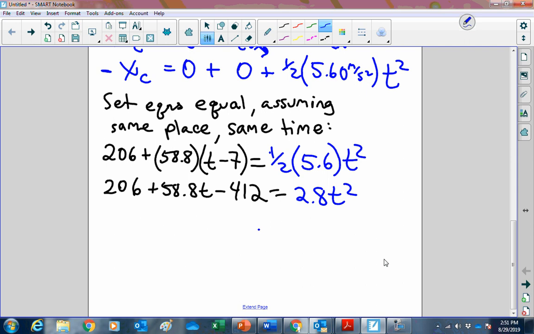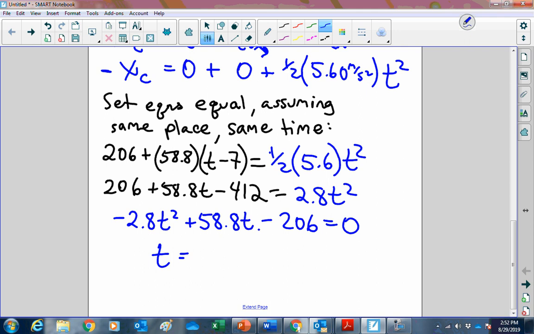Then I'm going to bring this over, and this ends up with -206 equals 0. Okay, and then I did do this already. So when I solve the quadratic formula, I get 2 possible answers. One is 4.44. The other is 16.6 seconds.